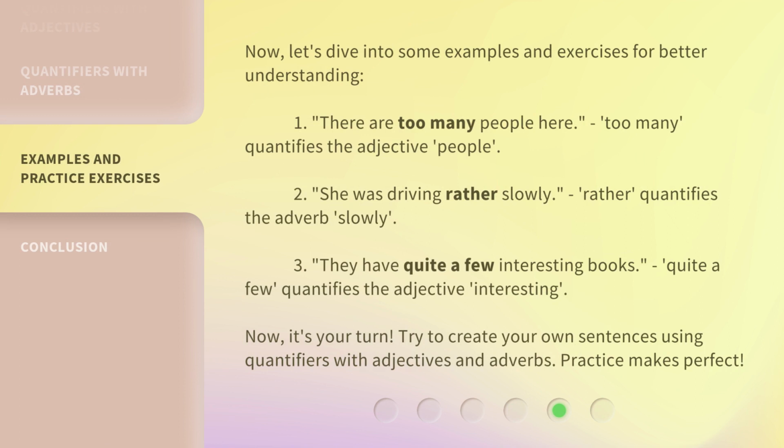Now, let's dive into some examples and exercises for better understanding. 1. There are too many people here. Too many quantifies the adjective people. 2. She was driving rather slowly. Rather quantifies the adverb slowly. 3. They have quite a few interesting books. Quite a few quantifies the adjective interesting.